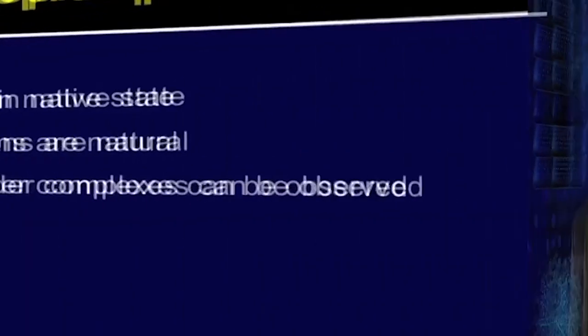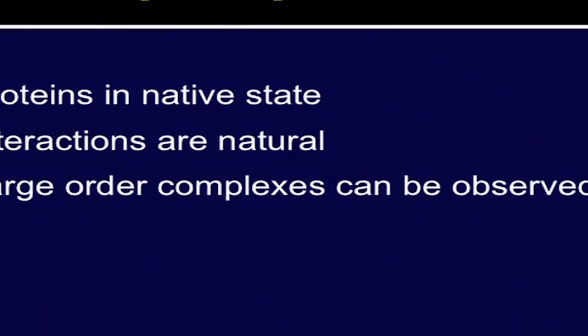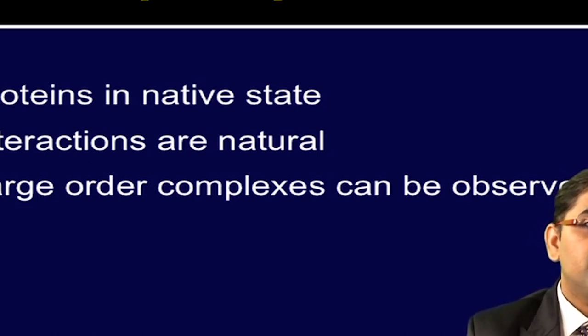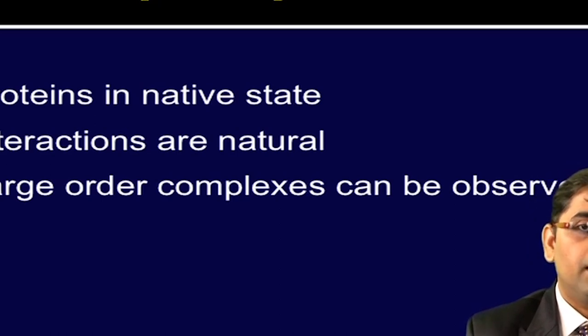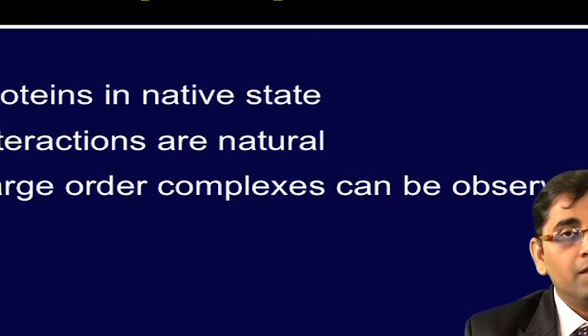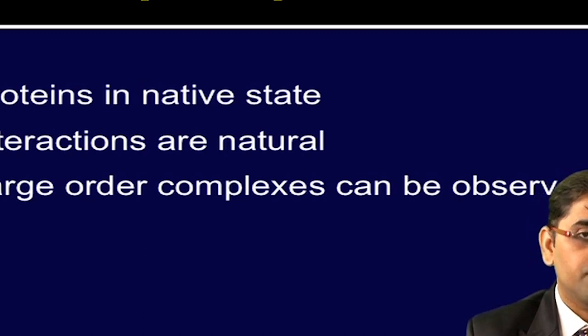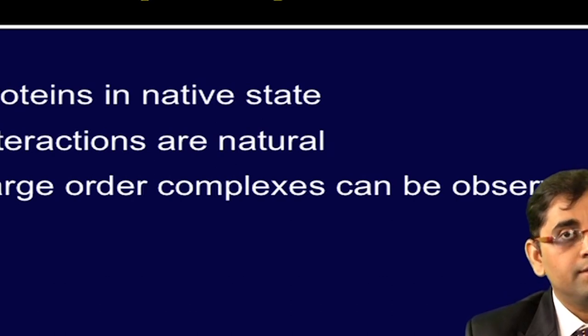What are the methods of using IP or immunoprecipitation? In this method, proteins are isolated in native state. Why is native state so important? Because the native state allows native complexes to be formed. It also allows the formation of post-translational modifications. It is essential to perform these steps in native or non-denaturing conditions.